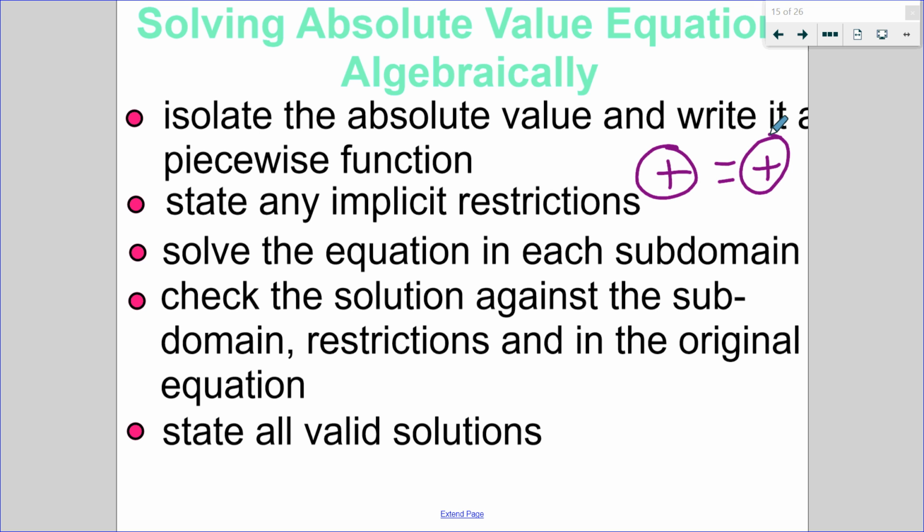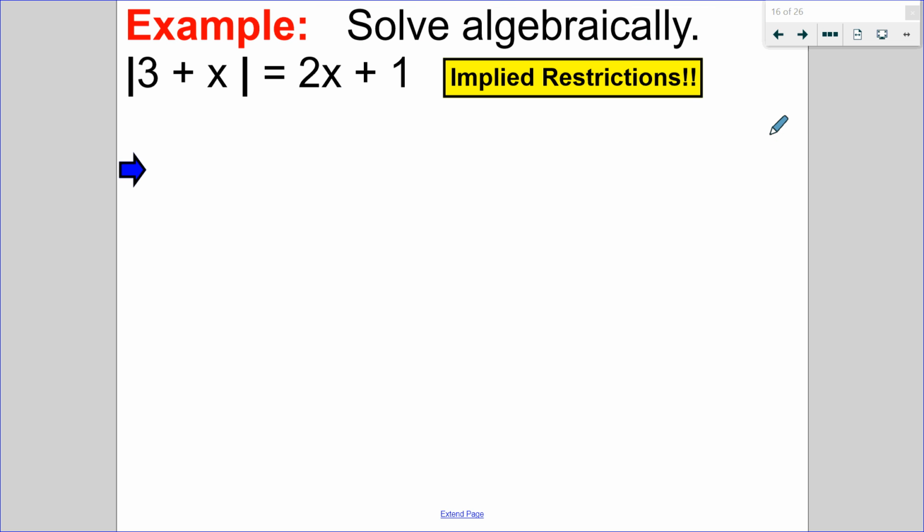Solve each equation in the subdomain. In other words, replace the absolute value with each of its piecewise functions. Then check the solution. Check it in the subdomain, check it with the original restrictions, and always check it on the calculator with the original equation. Once you've done that, state all your valid solutions. These steps will make a lot more sense when we go through and do a question. So let's look at this one here first.